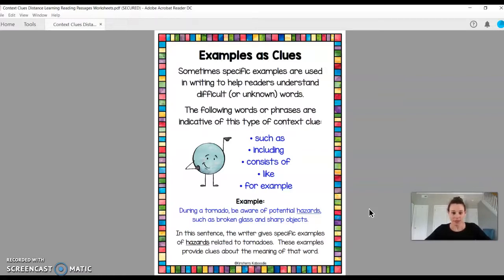And the example they give you: during a tornado, be aware of potential hazards such as broken glass and sharp objects. In this sentence, the writer gives specific examples of hazards related to tornadoes. These examples provide clues about the meaning of that word. So the hazards that I see in this sentence are broken glass and sharp objects. So I think that that's going to make me know that the word hazards means something dangerous.